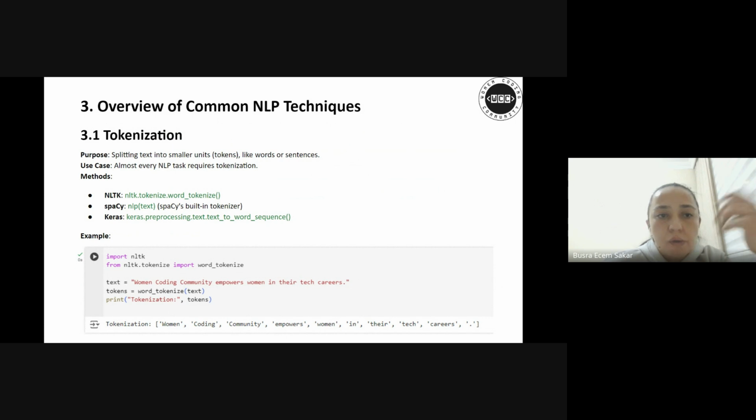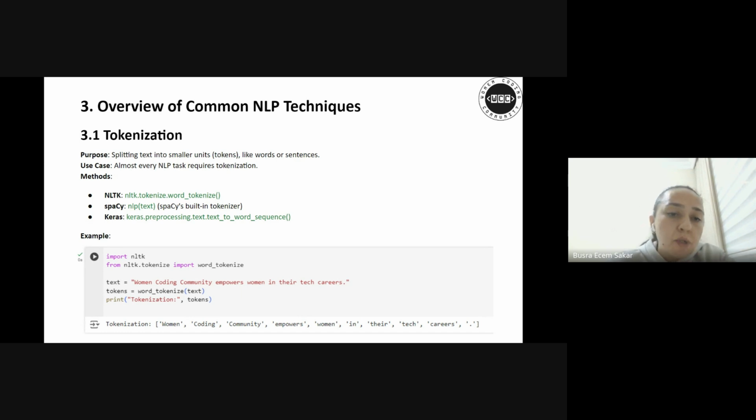There are different methods to perform tokenization. You can use the NLTK library in Python, spaCy, or Keras also provides a method for text tokenization. Let's look at this example. In the sentence, "Women coding community empowers women in their tech careers," tokenization splits it into individual words like women, coding, community, empowers, women, in, their, tech, careers. You can see how the sentence is broken down into these smaller units, or tokens.